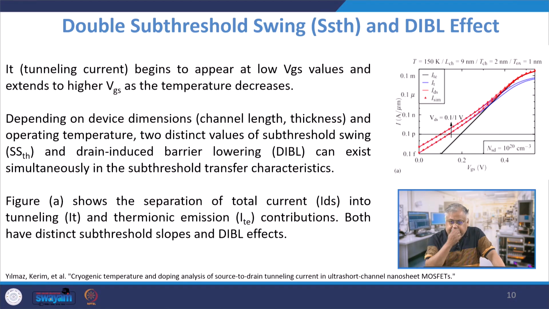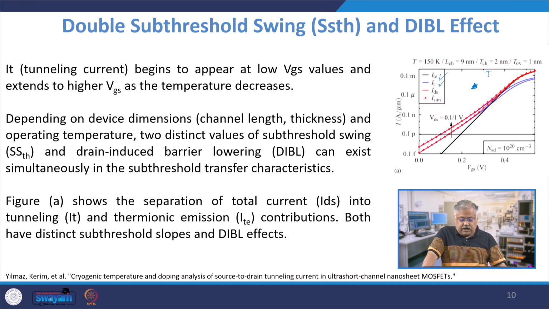So if you look at the right hand side figure, this plots current versus VGS, right? And if you look very carefully, the black current is my thermal. This is my tunneling current, the blue one. Then these filled red rectangles are basically simulated. IDS is the red full line, IT is the thermionic, and ITE is basically my tunneling current.